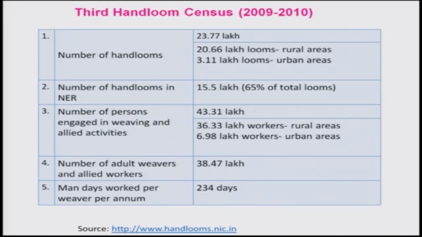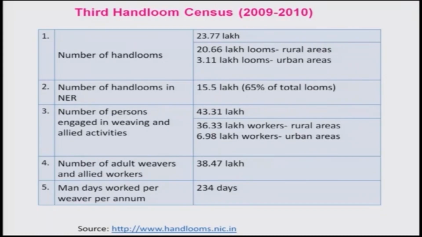And the number of persons engaged in weaving and allied activities is around 43.31 lakh people. Of course, these numbers are receding, maybe today it will be a little lower, because most of them are either switching their job or converting into power looms.